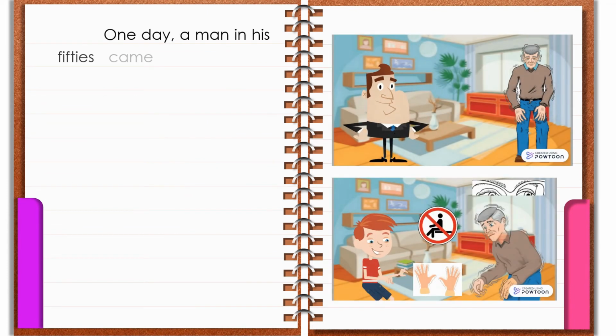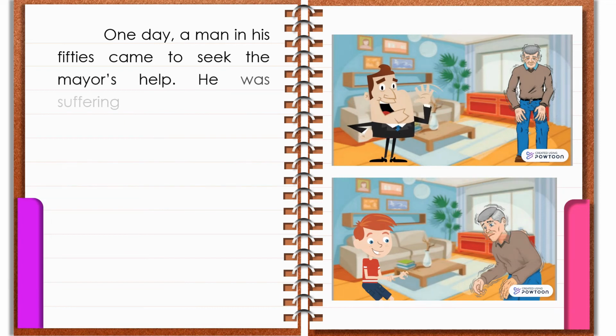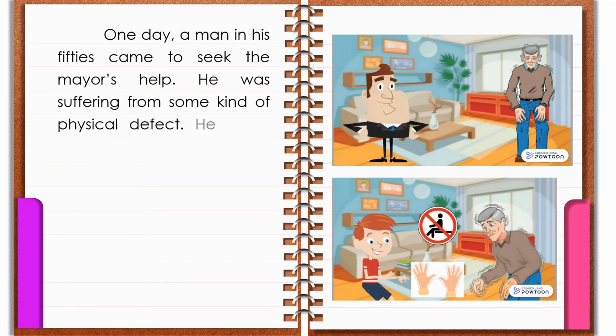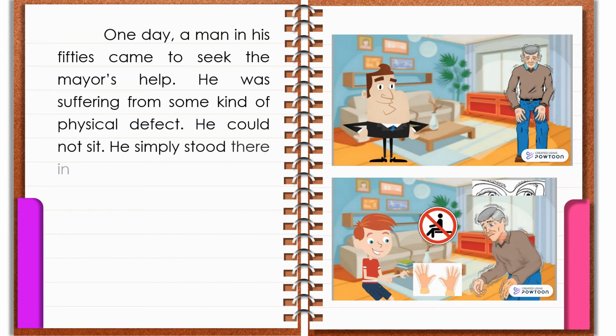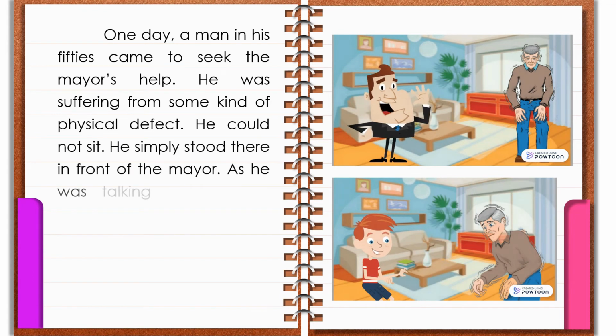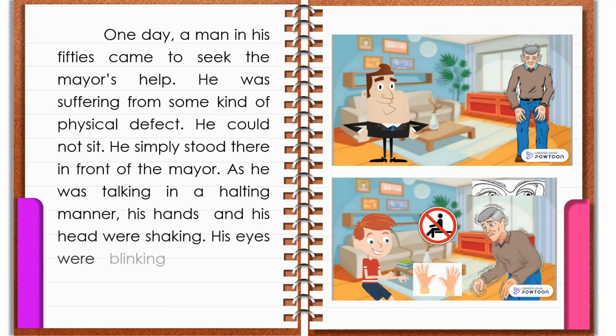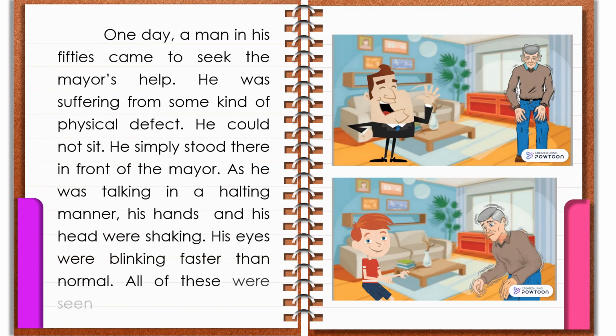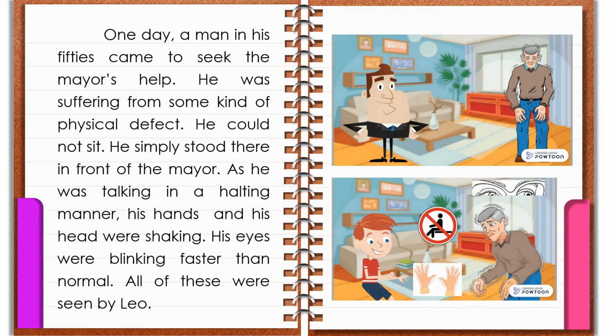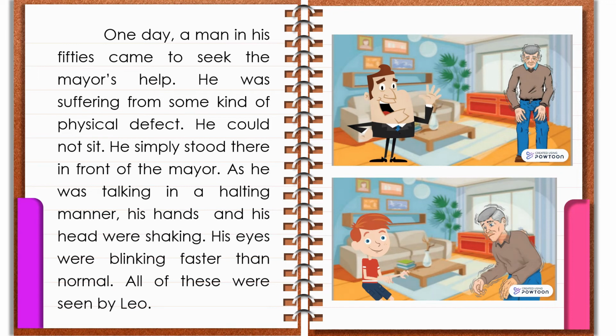One day, a man in his 50s came to seek the mayor's help. He was suffering from some kind of physical defect. He could not sit. He simply stood there in front of the mayor. As he was talking in a halting manner, his hands and his head were shaking. His eyes were blinking faster than normal. All of these were seen by Leo.